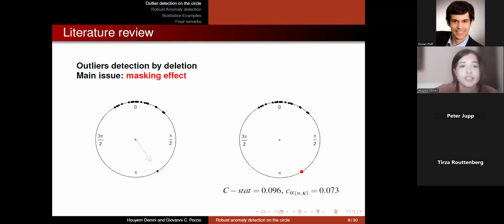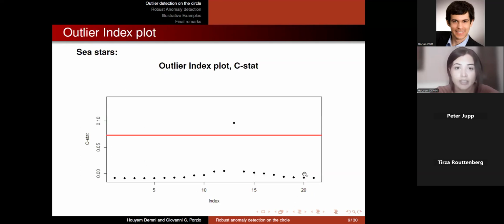This is due to a masking effect, because if we remove one of the points and then compute the C-stat again and also the threshold, we see that this point, the red point, will be detected as an outlier. This is also shown here within the outlier index plot. The red solid line is the new threshold, and this point exceeds the threshold, so it is flagged as an outlier by this method.